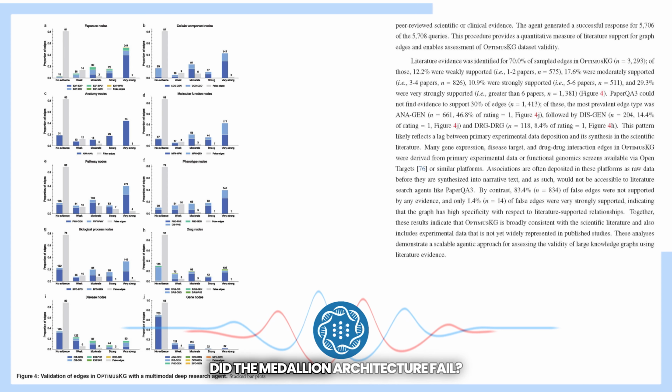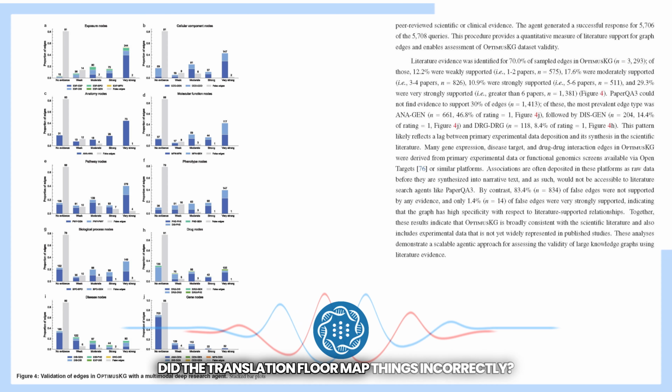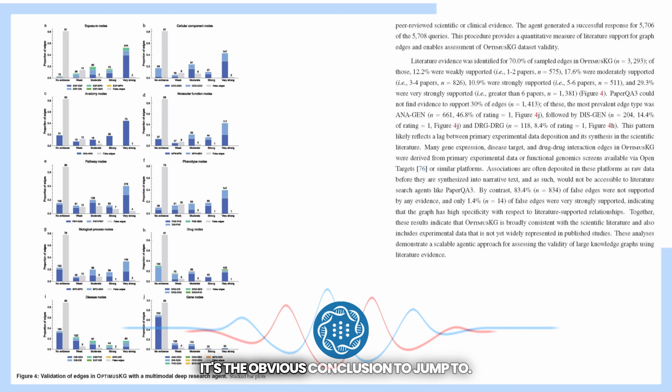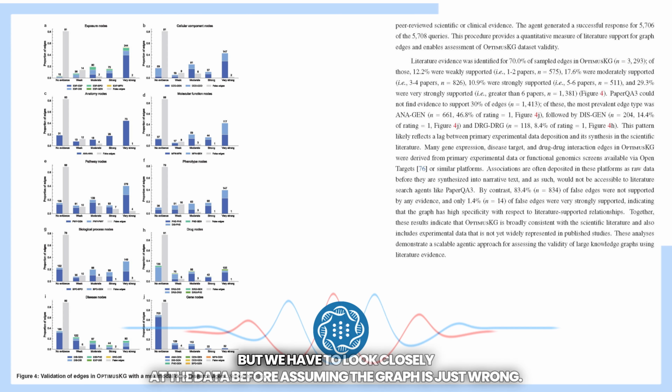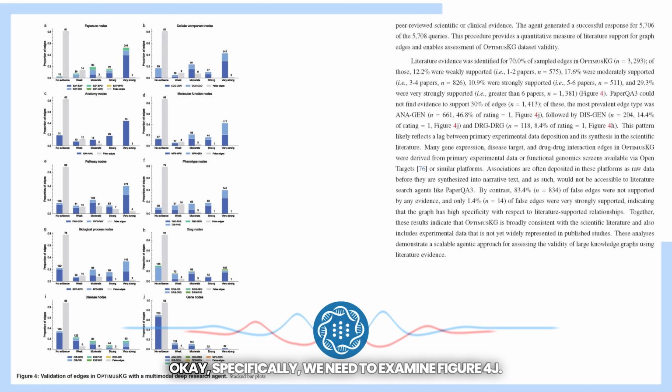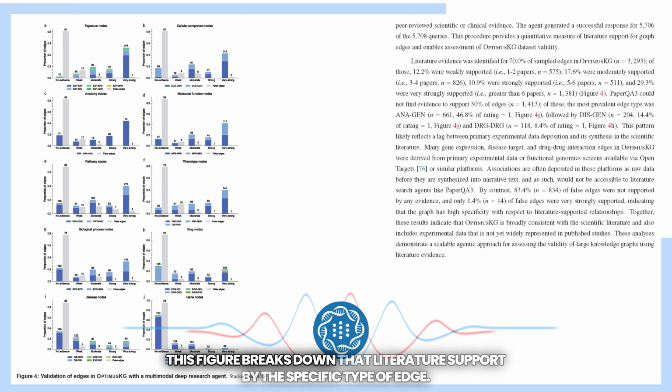Did the medallion architecture fail? Did the translation floor map things incorrectly? It's the obvious conclusion to jump to, right? But we have to look closely at the data before assuming the graph is just wrong. Specifically, we need to examine Figure 4J. This figure breaks down that literature support by the specific type of edge.